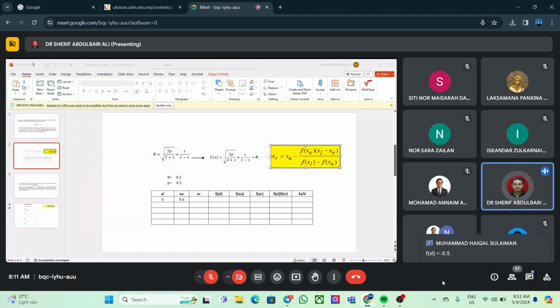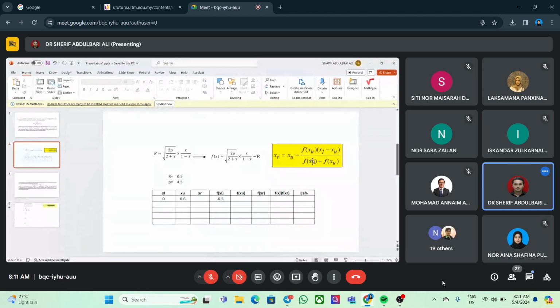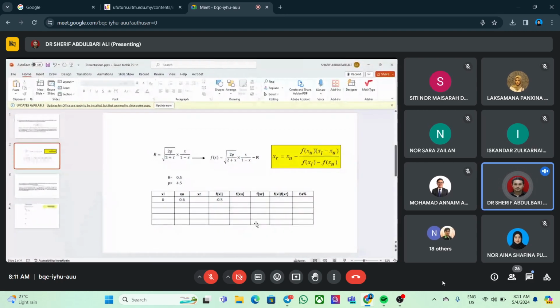Perfect. The answer is going to be negative 0.5. So the function of x lower will be equal to negative 0.5. Okay, so I get these terms here, but for this equation, I'm still missing the function of x upper. So I need to find what this function is going to be when x is equal to 0.6. Can you try to find the value of the function at x upper? You can also write the answer in the chat box.